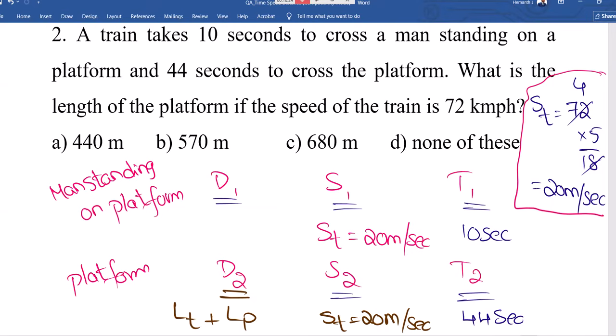Listen, there is a next level question, like a man in a train observes a train to cross in 10 seconds. Listen to this statement: a man sitting in a train observes that another train crosses him in 10 seconds. Now in this situation, can you say what is the distance? What is the speed? What is the timing? Distance, speed, and timing.